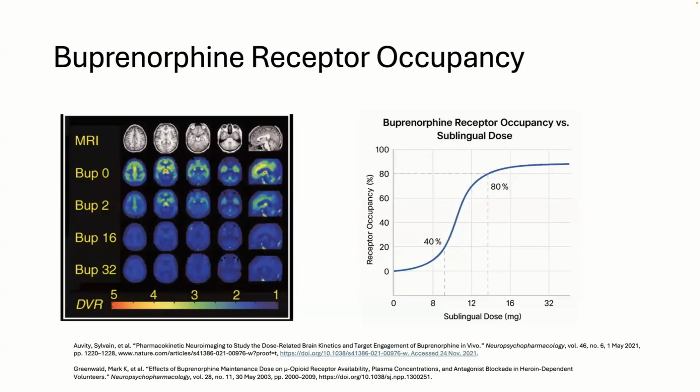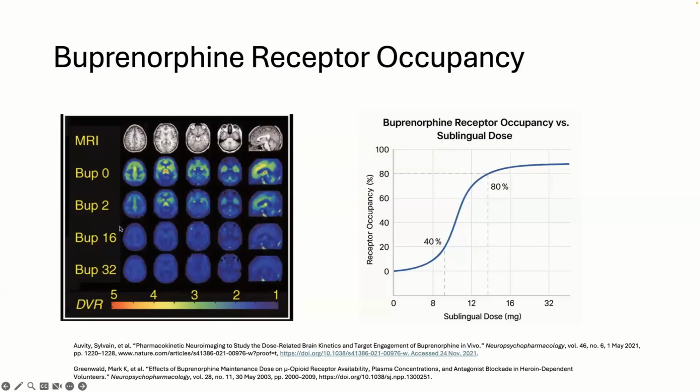I just want to briefly talk about buprenorphine receptor occupancy, as this is important to understand. Basically, this comes from studies looking at PET scans where mu opioid receptor availability is shown at different doses of buprenorphine. You'll see on the screen here different PET scans.